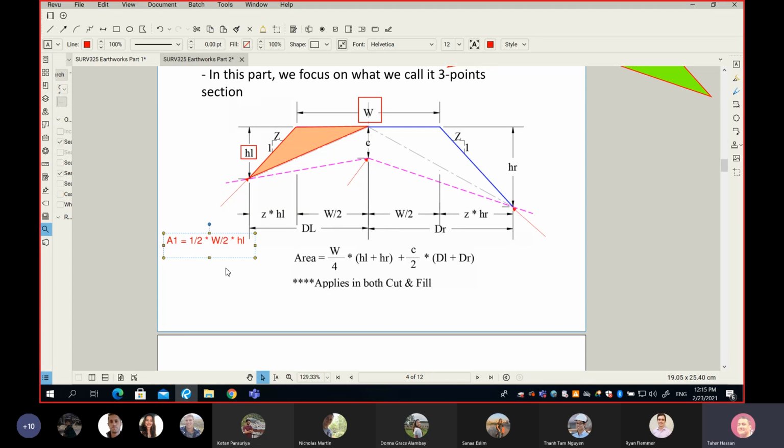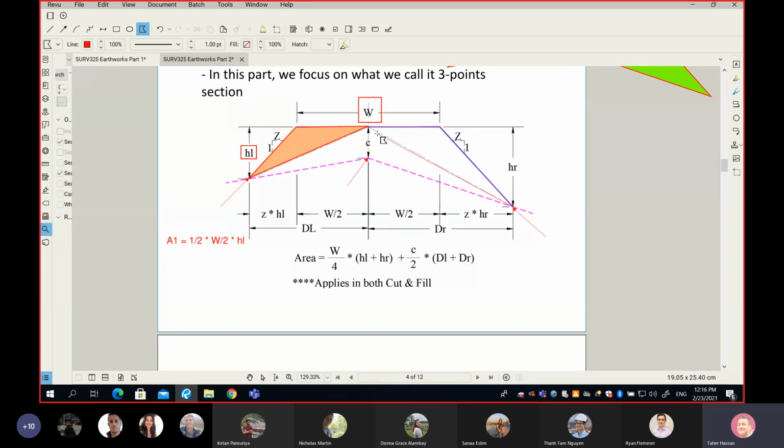And what defines the height is you go to the third vertex here, and then you drop a perpendicular to the base. So the base is simply from here to there, which is W over 2. And the height is HL. Would you agree that this will give us A1? Yes. Okay.